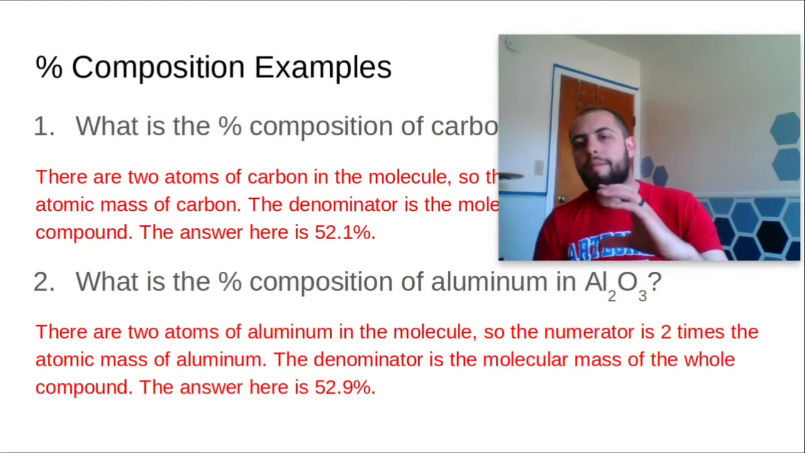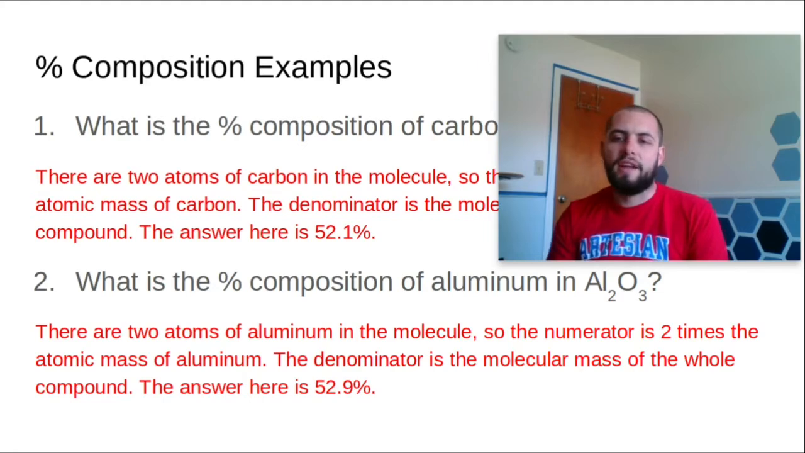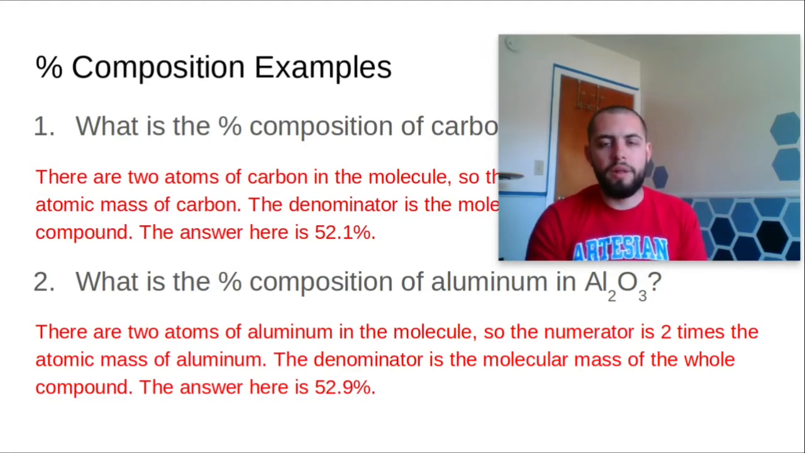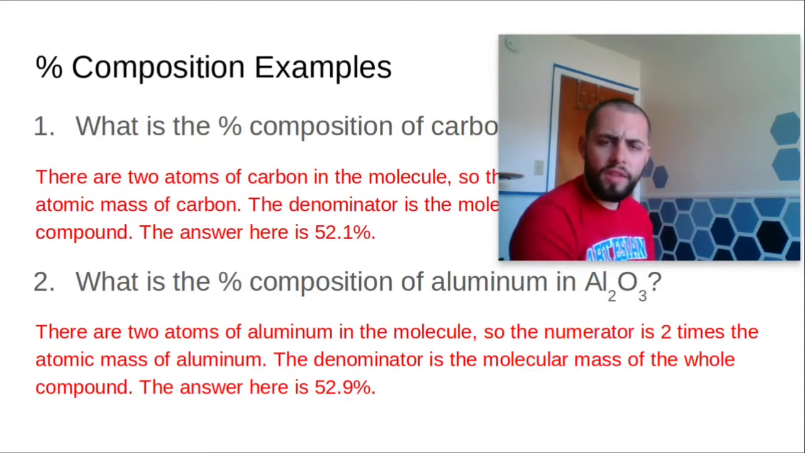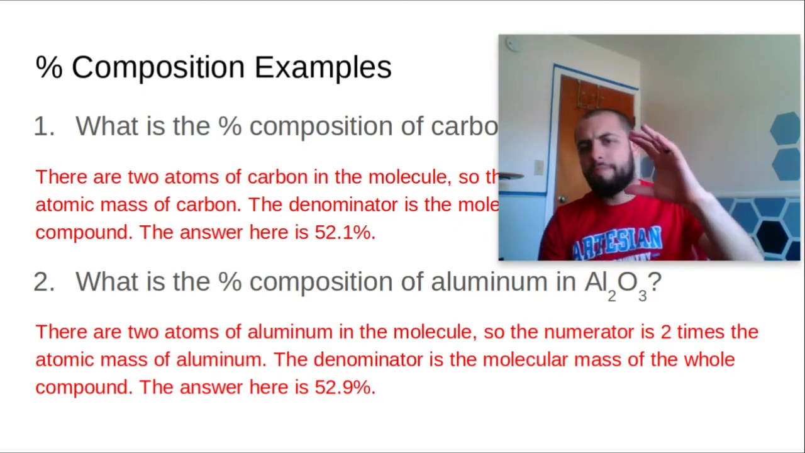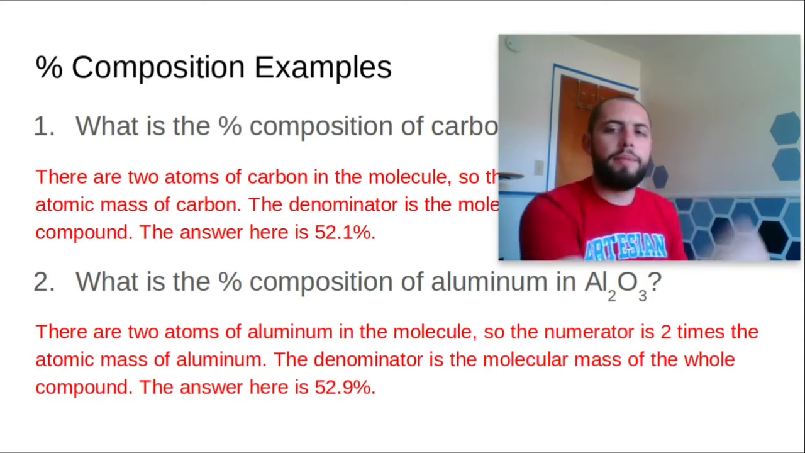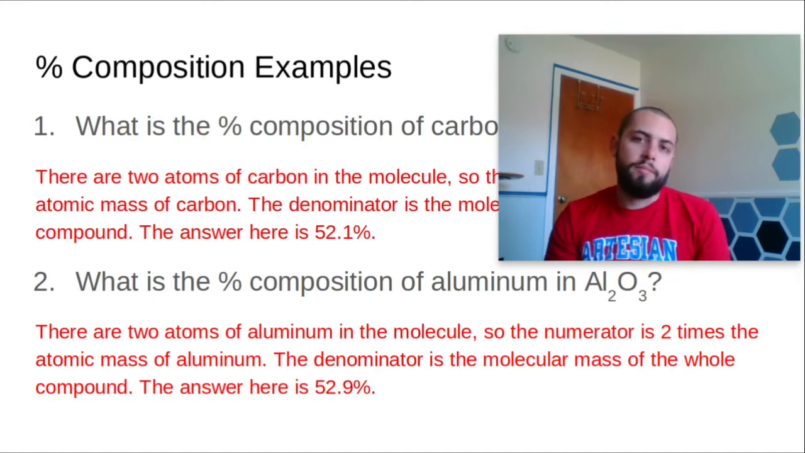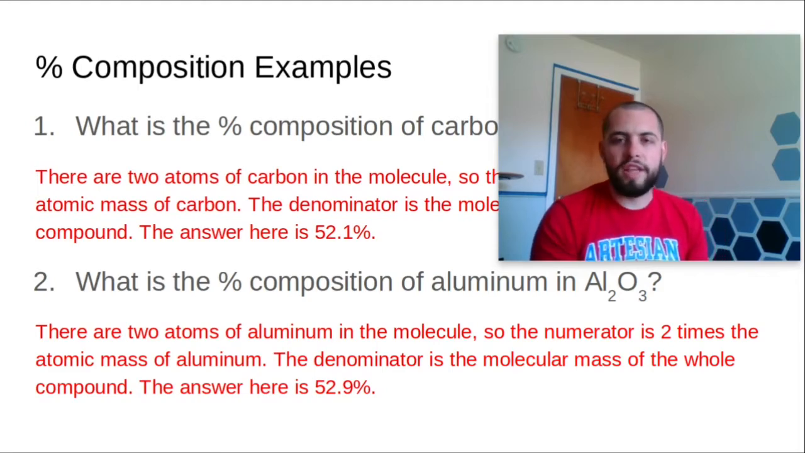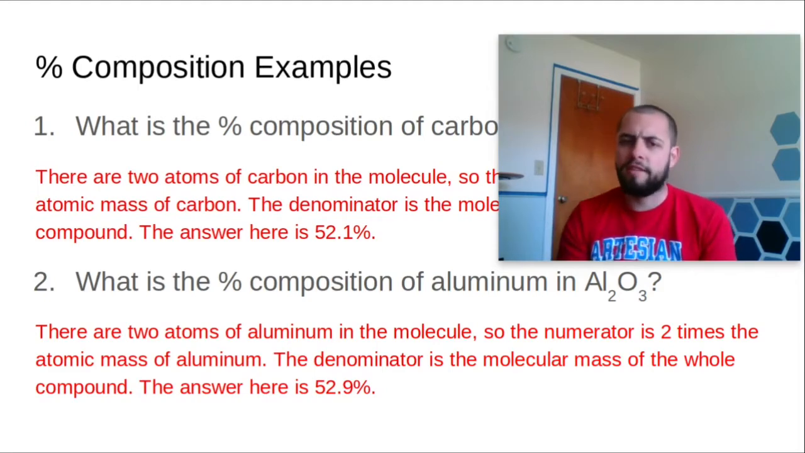In the denominator, I'm going to put the mass of the entire compound, the molecular mass, which I'll also have to get from the periodic table. If I do numerator divided by denominator, multiply it by 100%, I'm going to find out this time that the percent composition of aluminum in aluminum oxide is, again, about 52%, closer to 53%.